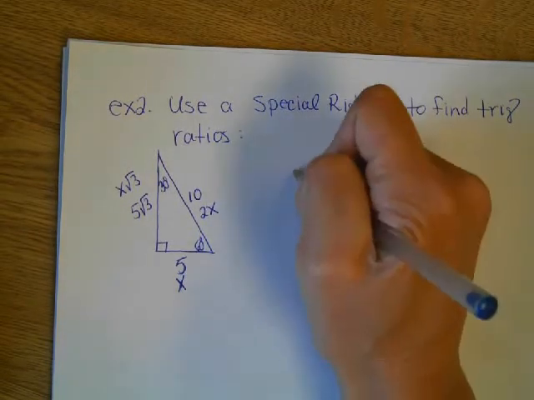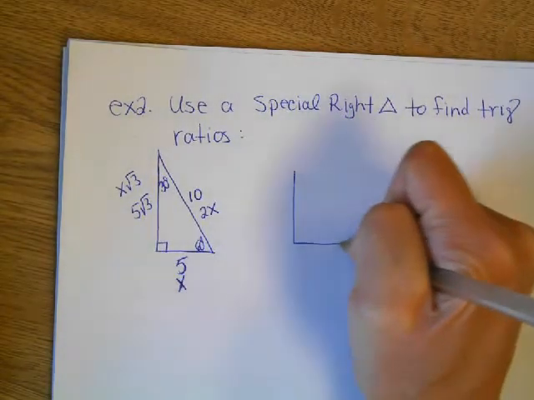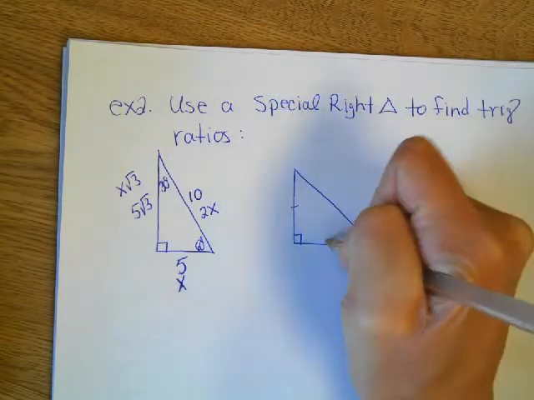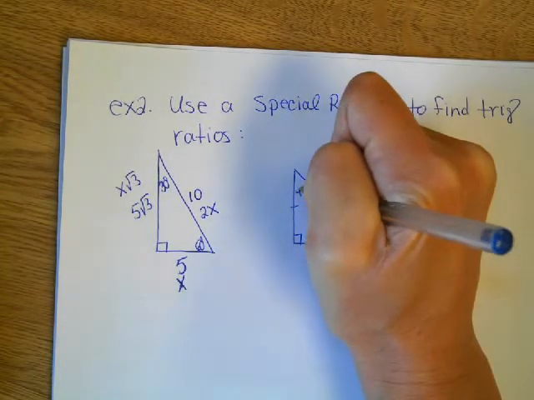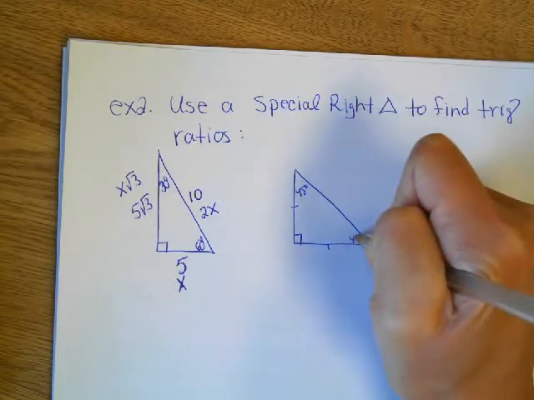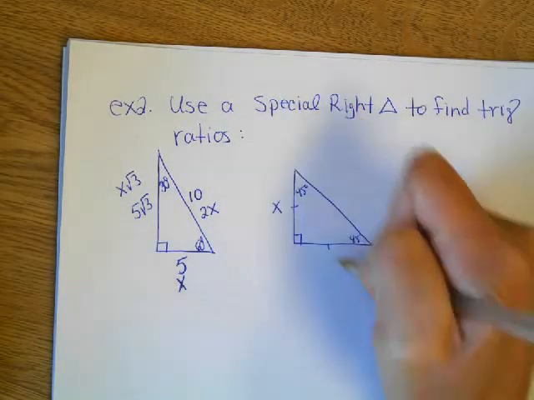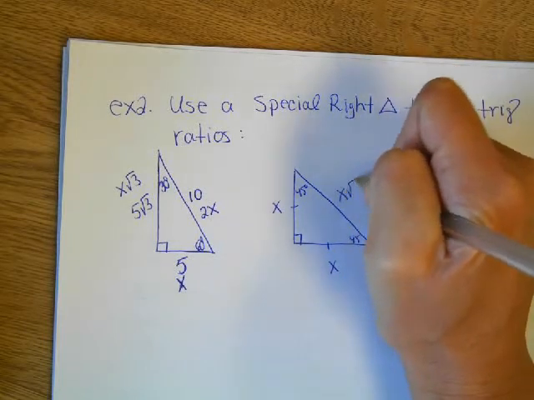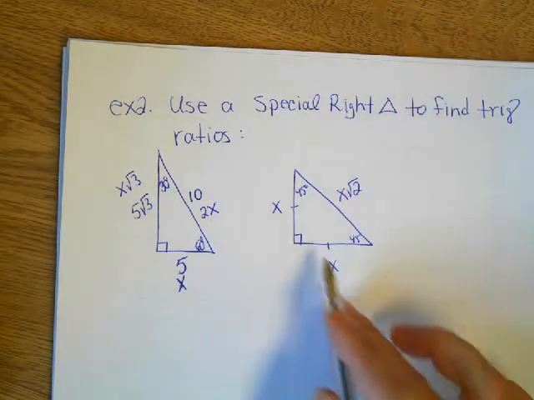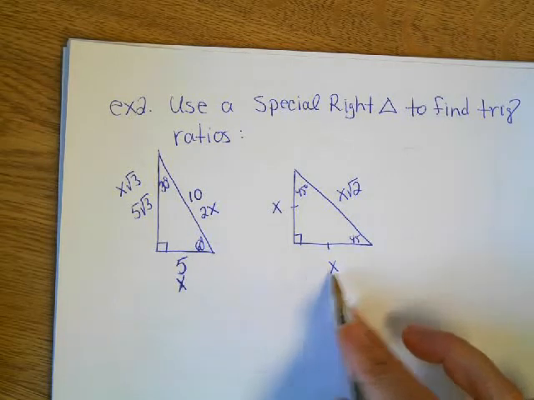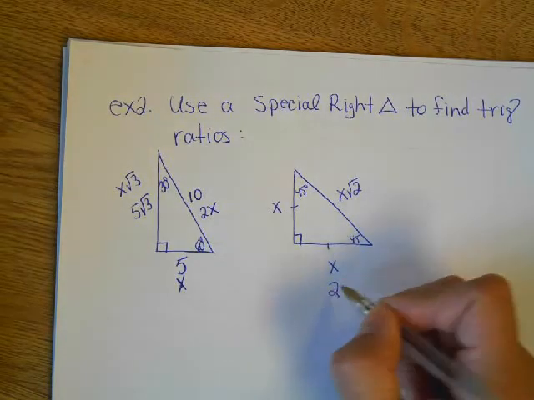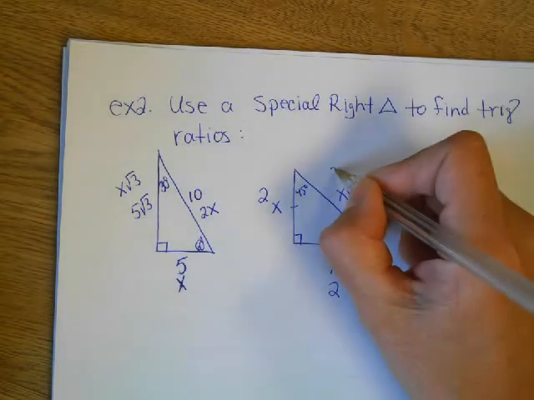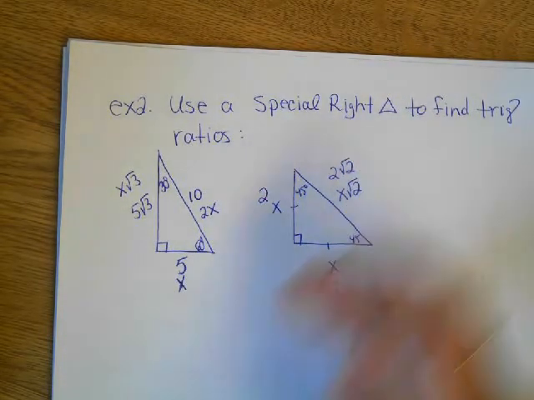Okay, our other special triangle was the 45, 45, 90. Remember, the legs were the same, which made the angles the same here. The shortcut to get the hypotenuse was to take that leg and multiply by the square root of 2. So I'm going to arbitrarily pick the side length to be 2. That puts this leg at 2, and then the hypotenuse at 2 square root of 2.